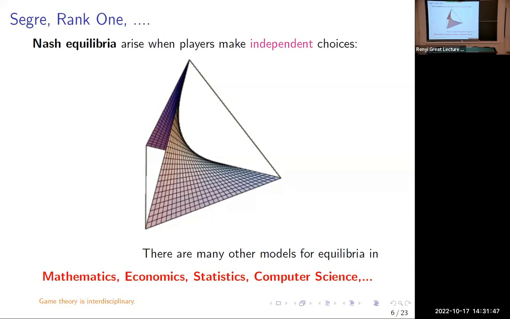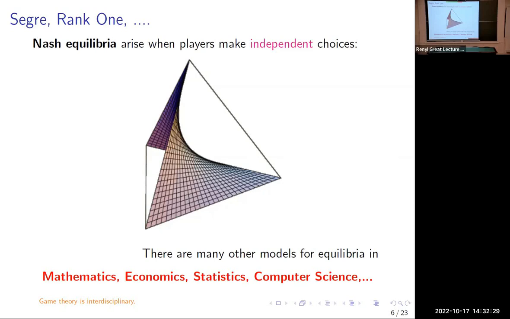So I introduced dependency equilibria on tensor space. And then the rank 1 tensors, the independent situations, give us Nash equilibria. But of course, there are many other models. There are many other ways of specifying equilibria. Nash is the most popular one. And this is a very, very interdisciplinary game. Game theory is studied in mathematics and economics, statistics, certainly. And in recent years, most of the literature has been in computer science. A lot of the game theory papers are in computer science conferences.